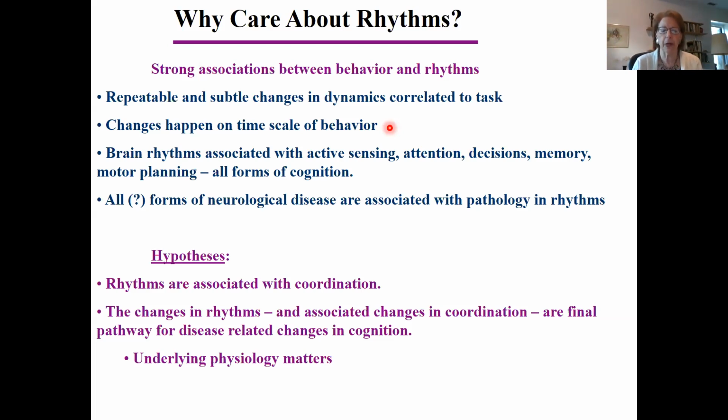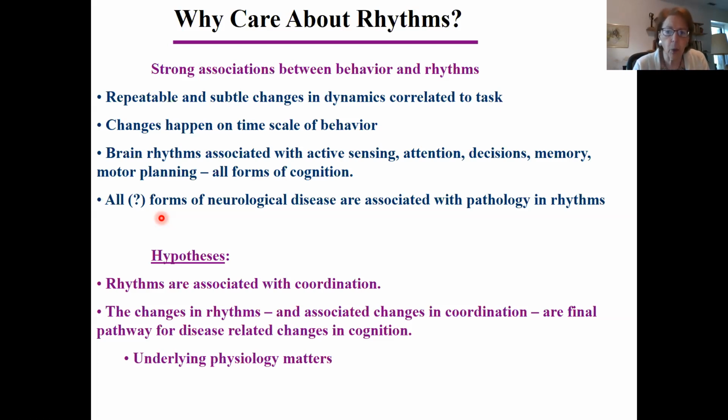We find that brain rhythms are associated with essentially everything we can call cognition, with sensing, with attention, with decisions, with memory, with motor planning. In every situation in which the brain is active, including sleep, you will see these brain rhythms associated with what's happening cognitively. And interestingly enough, and one of my major interests at the moment, brain rhythms are associated with perhaps all forms of neurological diseases. That is, for any given neurological disease, there's a pathology in the rhythm.